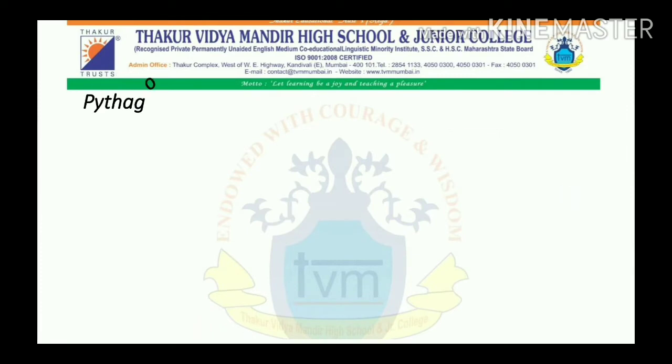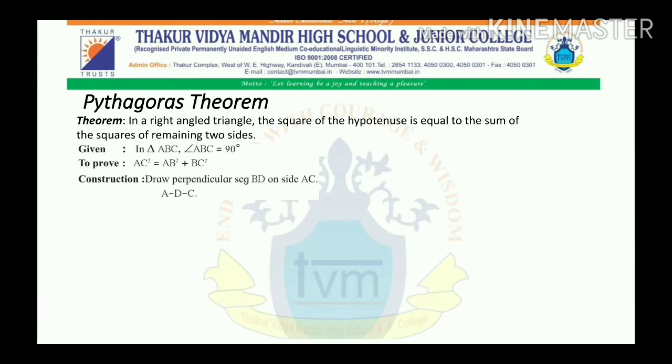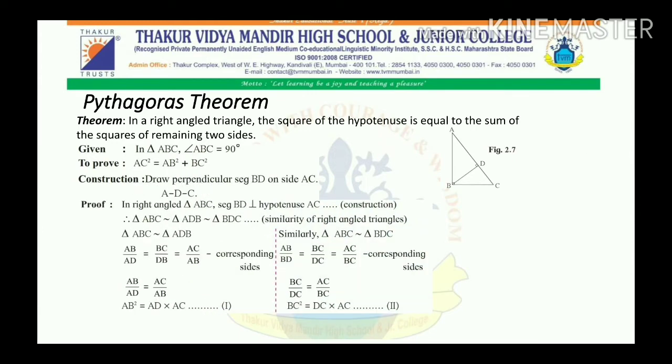Now, the main theorem of the chapter, that is Pythagoras theorem. In a right angle triangle, the square of hypotenuse is equal to the sum of squares of remaining two sides. Given: in triangle ABC, angle ABC is equal to 90 degrees. Now to prove the theorem, according to the diagram, AC square is equal to AB square plus BC square.